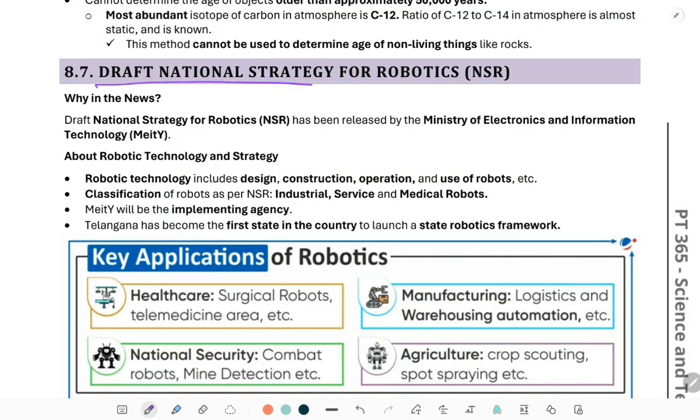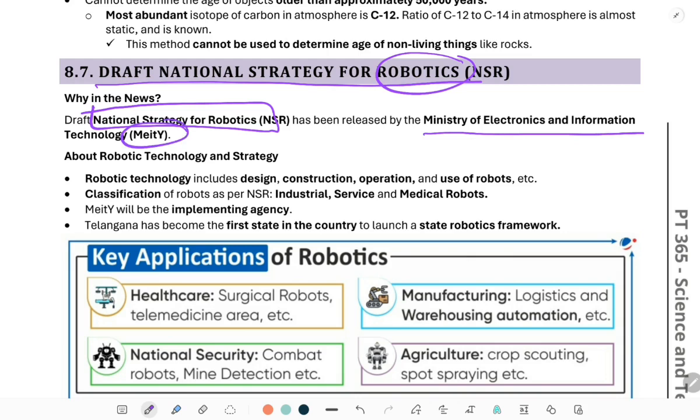Draft national strategy for robotics. Recently, the draft national strategy for robotics has been released by the Ministry of Electronics and Information Technology, called MeitY. This robot technology and strategy includes design, construction, operation, and use of robots, then classification of robots as per the NSR: industrial, service, medical robots. And MeitY will be the implementing agency for this.